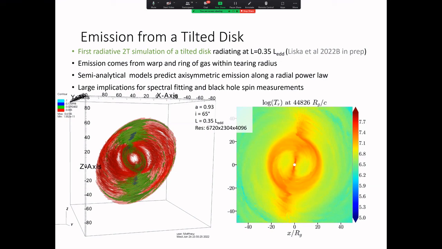So this would be maybe a system for the experts in the soft intermediate state. What we do see are very strong shocks along the line of nodes, and this can arguably lead to some acceleration and some non-thermal emission. Whether it would fully explain, for example, this hardening in the soft intermediate states, that's a question that I plan to answer, but it's a very good and interesting question.